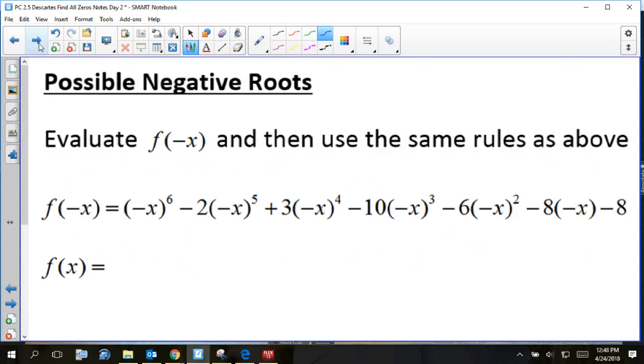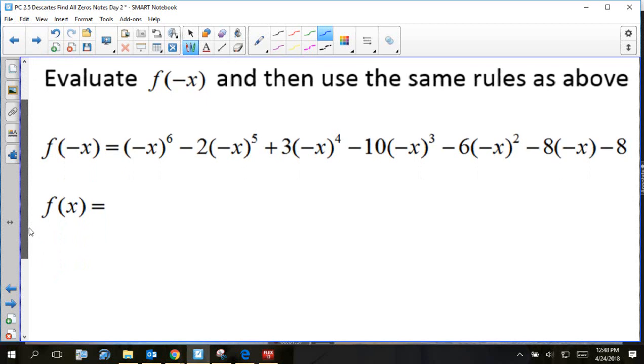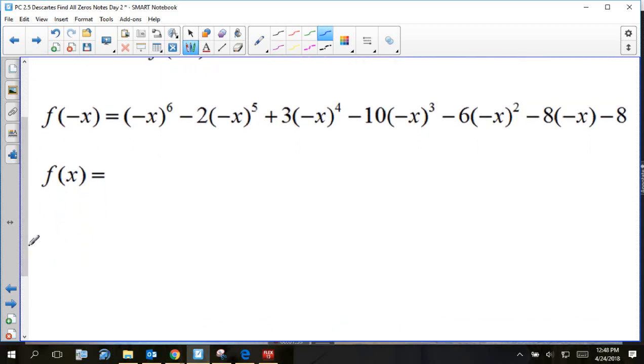Next thing we're going to do is the possible negative roots. And to find the possible negative roots, you have to replace x with negative x. So we take the equation, we replace all our x's with negative x, and then we simplify those. So negative x to the 6th power: negative x to an even power is still positive. So this is still going to be positive x to the 6th, or 1 is positive. Then this negative x to the 5th becomes negative, and then we multiply that with this negative 2. So we have positive 2x to the 5th.